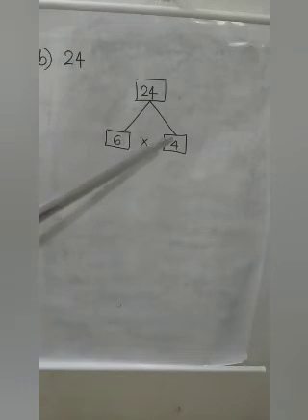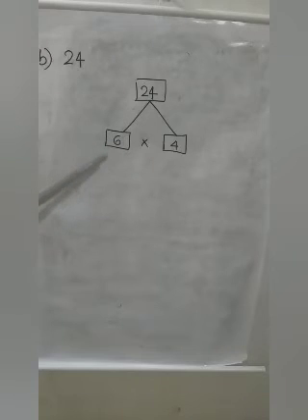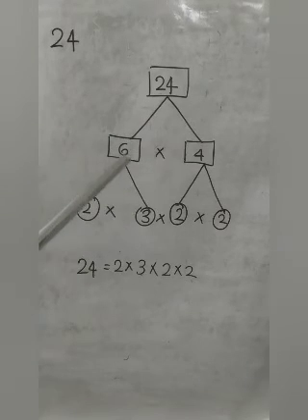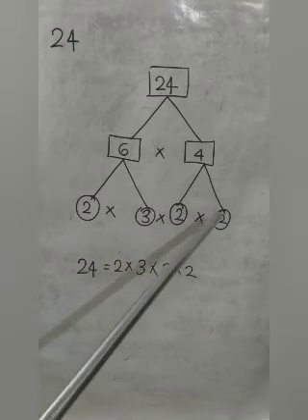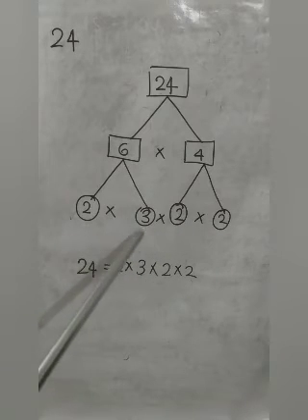Next example, prime factorize 24 using the factor tree method. For that, consider any two factors of 24 and we have to make them into primes. So I took the two numbers, 24 as 6 into 4. 6 into 4 is 24. Now 6 and 4 are not prime, they are composite. So again we need to factorize 6 and 4. What are the prime factors of 6 and 4? The factors of 6: 2 into 3. And the factors of 4: 2 into 2.